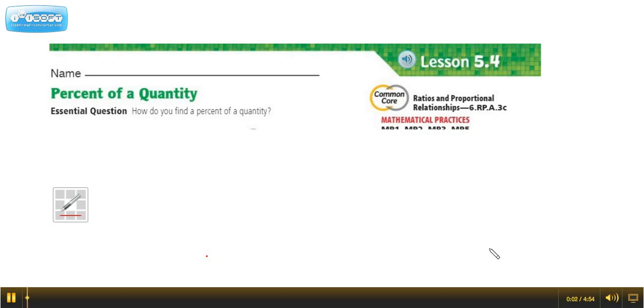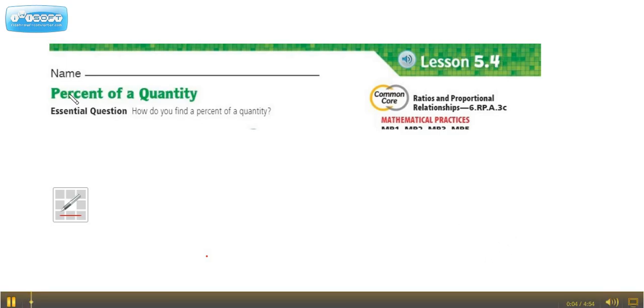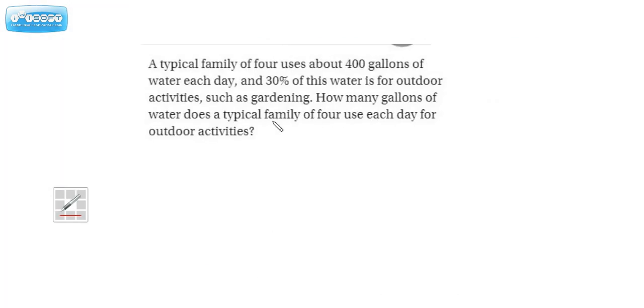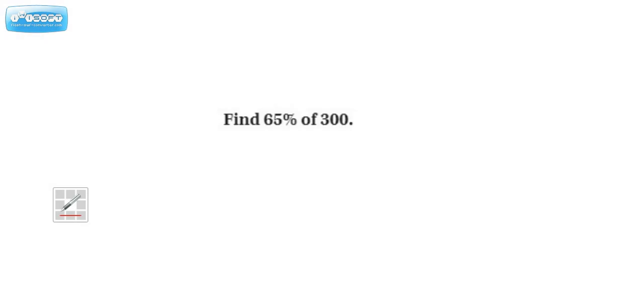Hey everybody, providing you some instruction on lesson 5.4, percent of a quantity. So we're going to come back to word problems because I'm going to suggest a different approach for word problems unless you're really good at figuring out if we are indeed finding a percent of a quantity. Let's just do the simple stuff where they just tell you to find a percentage of some number. So in this case it's find 65% of 300.